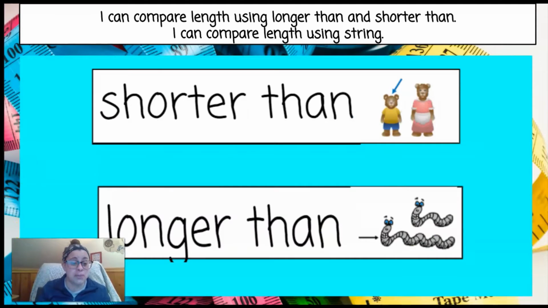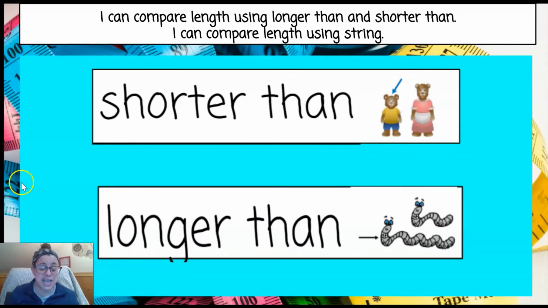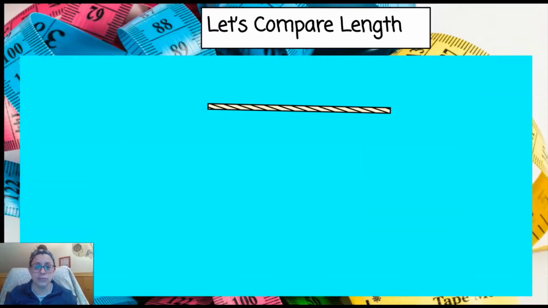Remember those two important vocabulary words we learned yesterday, shorter than and longer than. So we could also think of shorter than as something that is smaller and something that is longer than bigger. All right, let's compare length. You guys can use your string that you have, or if you're using a marker or a crayon, but today I'm going to use this string on my screen to compare objects.